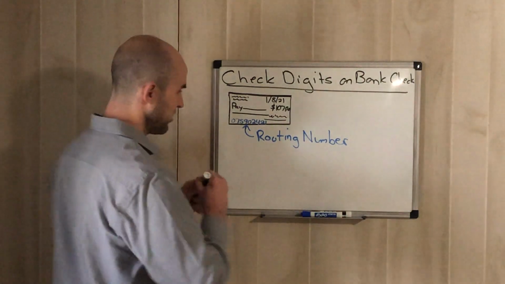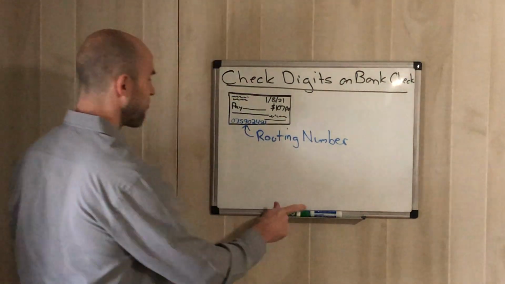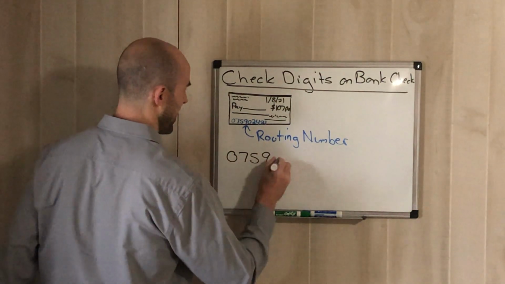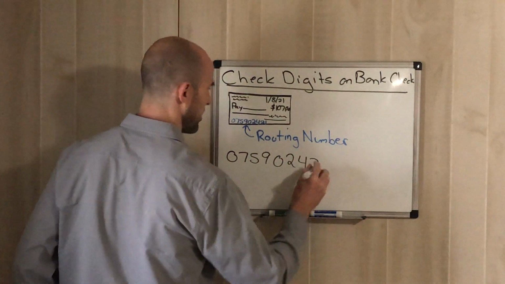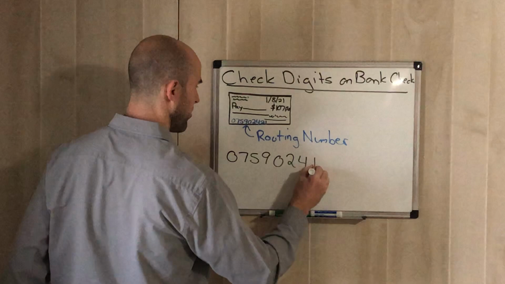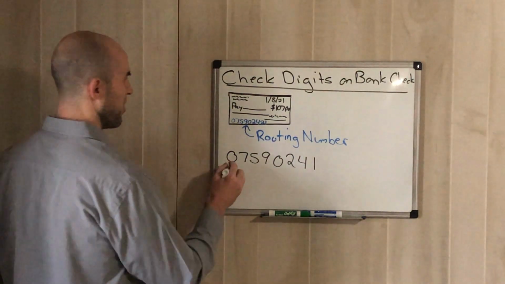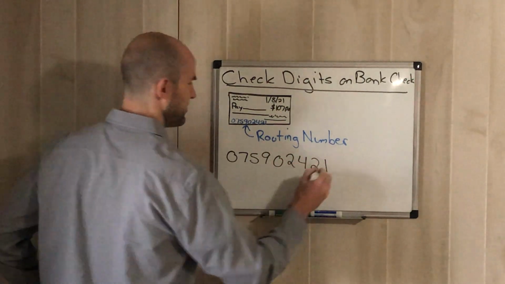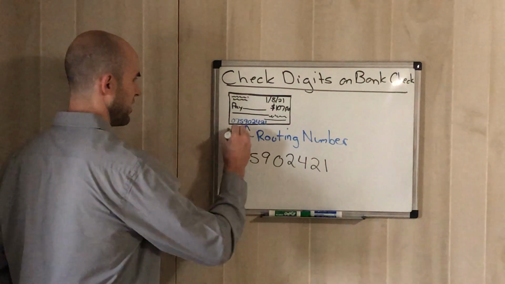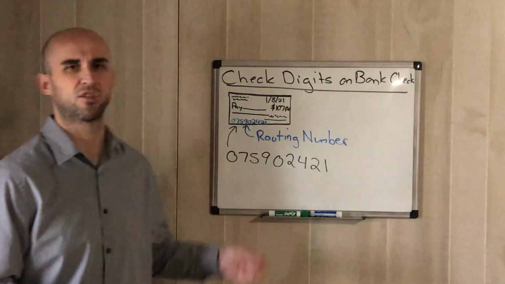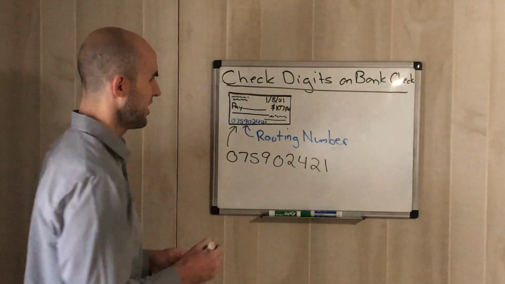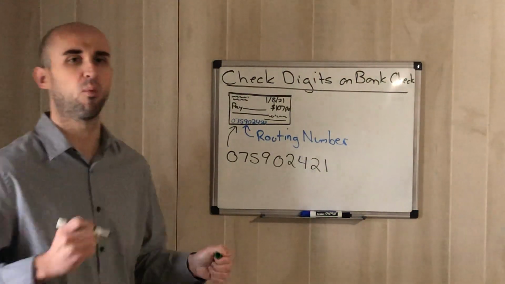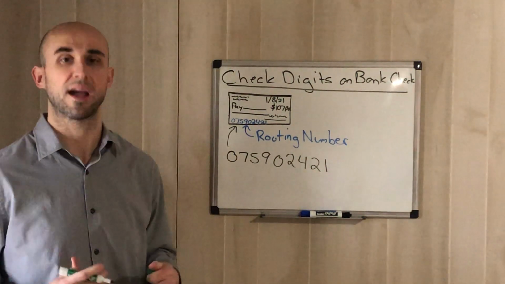So I'm going to write this a little bigger just for you guys to see, because in that routing number, there is a check digit too. So if we have that number 075 902 421, this is our routing number, right? When we have our routing number, the number that tracks what bank it's coming from and all of that, they have a check digit, just like we worked with on a UPC, that lets them see whether this entire number is correct or not.